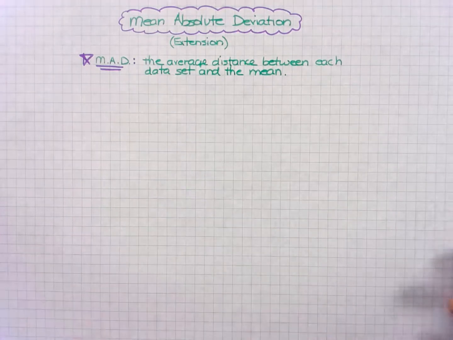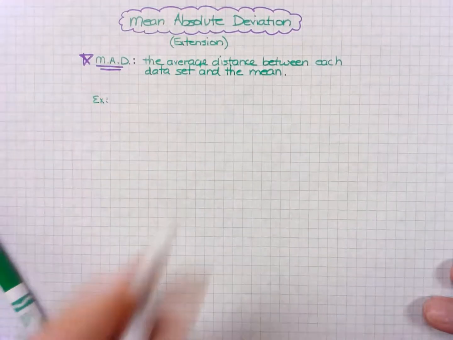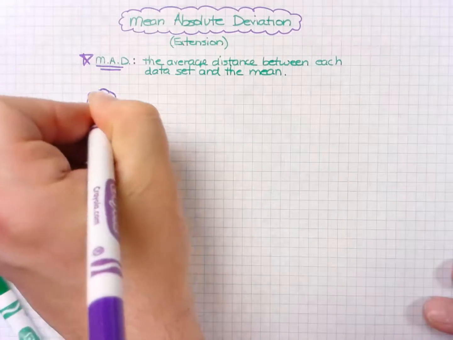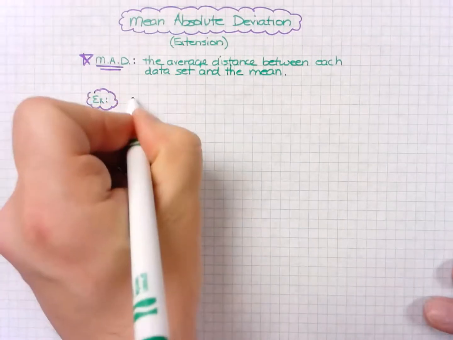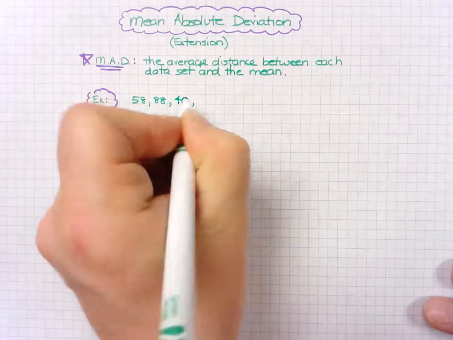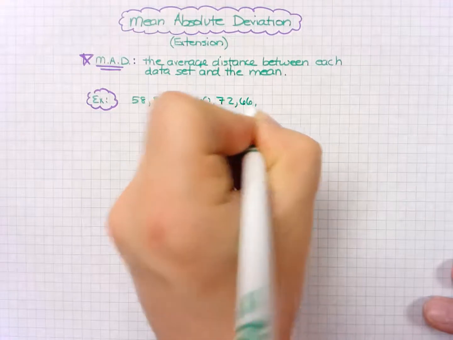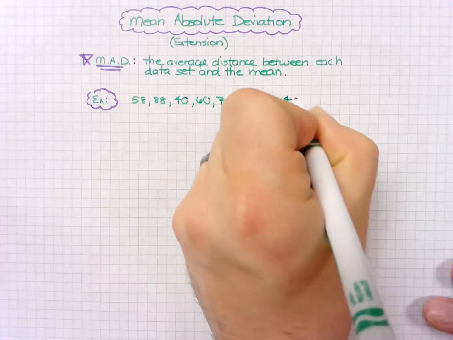So we have to find the average first and then find the average distance. So what does that look like? Well, let's look at a set of numbers, a set of data values. I have 58, 88, 40, 60, 72, 66, 80, and 48.